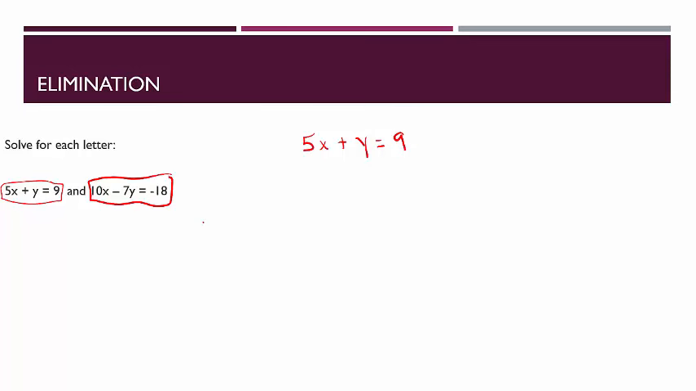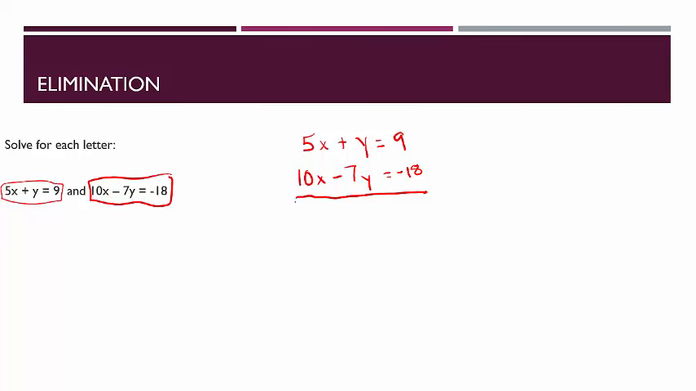Now this is nice and in order for us. If it wasn't, we want to make sure that we line up our x's, our y's, and our numbers. So we're going to write 10x minus 7y equals negative 18. So again, if they didn't have this lined up nice and pretty for us, we would have to either add or subtract, depending on what needs to move to another side, so that we can get this set up in order.